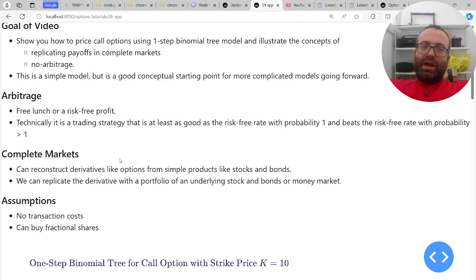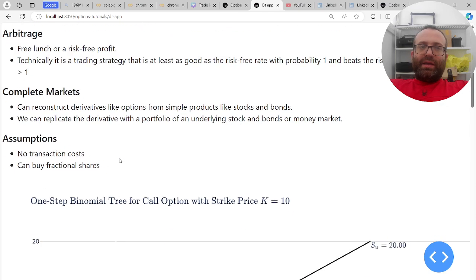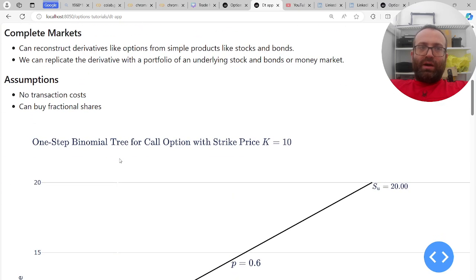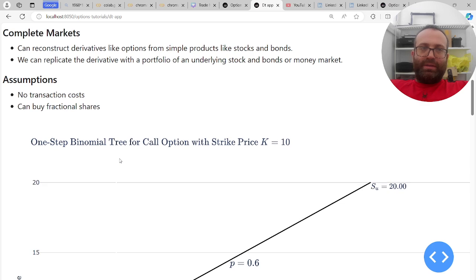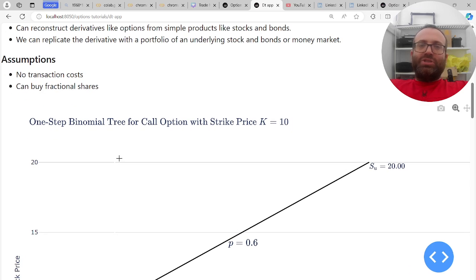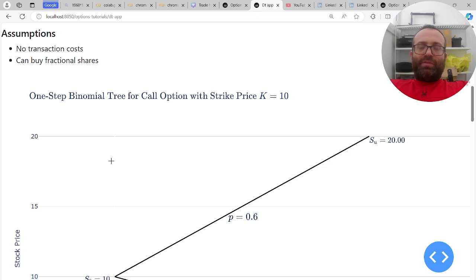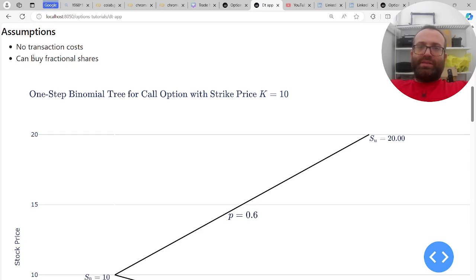Of course, in real life, markets are not complete and all this other stuff, but it is a very good concept to know, because to an extent there is some completeness. So let's just get to business. Let's show the example. So just a few assumptions, a list: no transaction costs, no taxes, no commissions, that sort of thing, no bid-ask spread. That's an important assumption, and it's not realistic. And you can buy fractional shares, which is a little more realistic assumption.